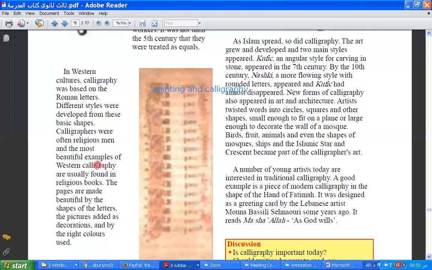The same point we talked about at the beginning: usually you find calligraphy or a kind of beautiful writing and decorations in religious places, like a masjid or a temple, in holy places. So this is the same point. They are usually found in religious books, and also the pages are made beautiful by the shapes of the letters. Also sometimes they use some colors.